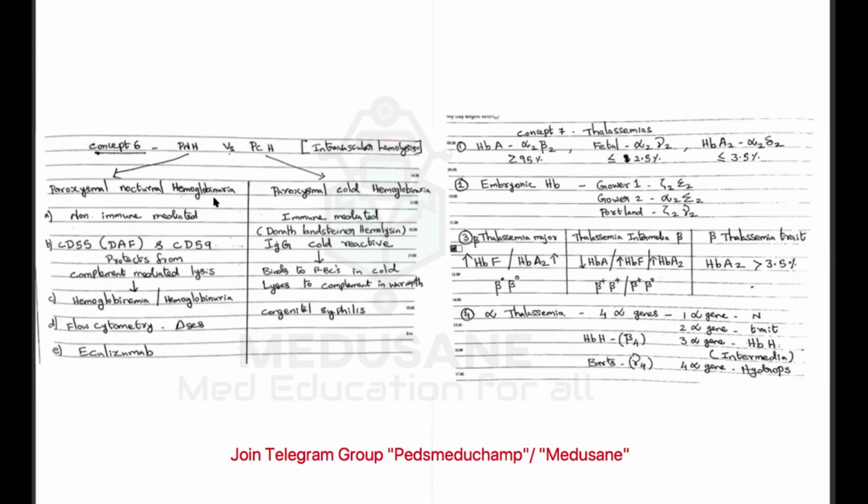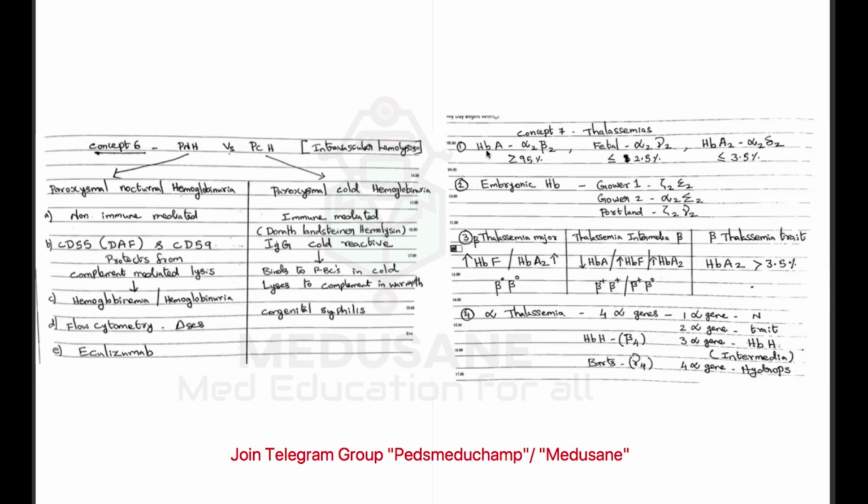So in paroxysmal nocturnal hemoglobinuria, CD55 and CD59 are not going to be there. So automatically the complements are going to attack the RBCs and cause lysis, resulting in hemoglobinemia and hemoglobinuria. So how to diagnose? You do flow cytometry to check the CD55 and CD59 and show that they are reduced. That is the diagnosis for paroxysmal nocturnal hemoglobinuria. Treatment, I don't think they will ask you, so just remember eculizumab. Eculizumab is one drug which will work in paroxysmal nocturnal hemoglobinuria. Okay, so we will move on to the next concept, thalassemias.